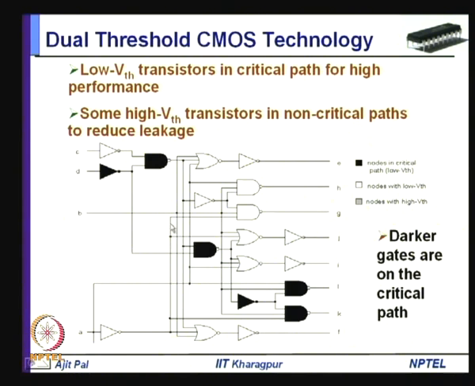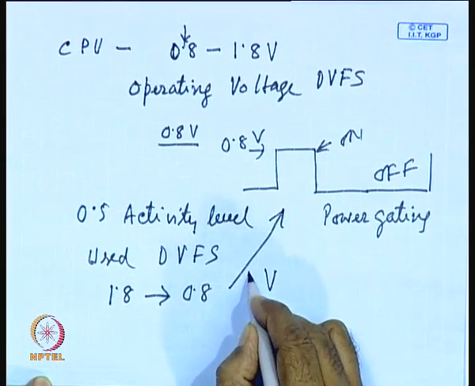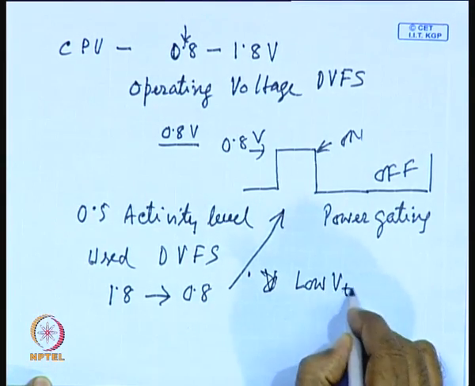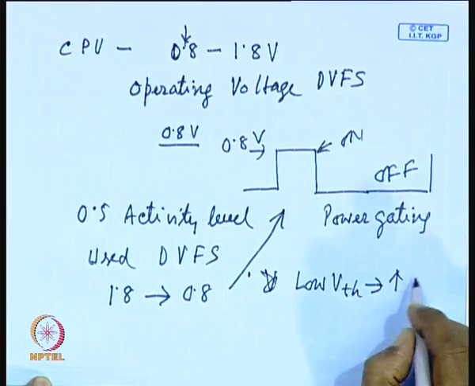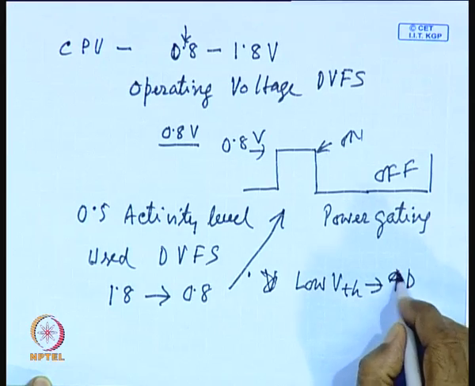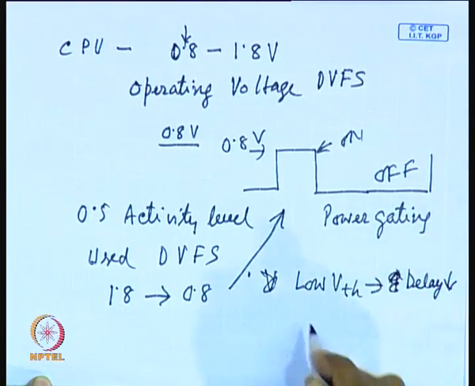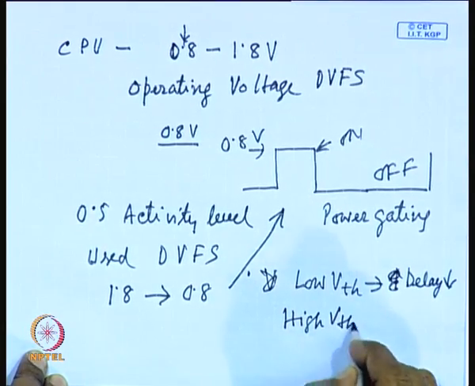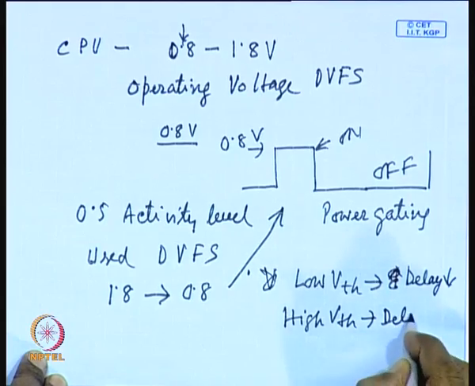So, what can be done, since the performance is very important for the gates on the critical path, you can realize these gates which are shown dark in this diagram by using low threshold voltage transistors. As you know, the low threshold voltage transistors will give you high performance. Low VTH corresponds to lower delay, and high VTH corresponds to larger delay, as you already know.